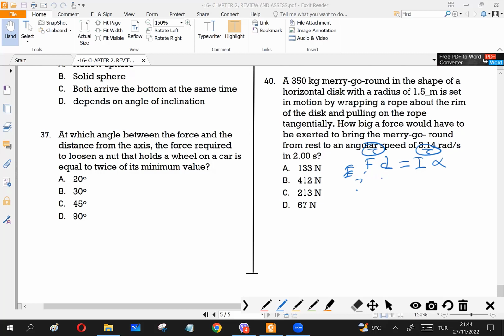The distance is reduced, then F is going to be I times alpha over radius. I can be calculated, it's a disk. Alpha can be calculated because final speed, initial speed, and delta t are given. You can easily find F in here.